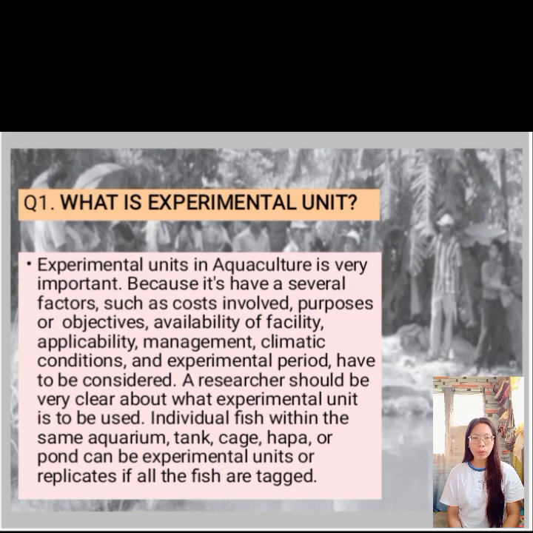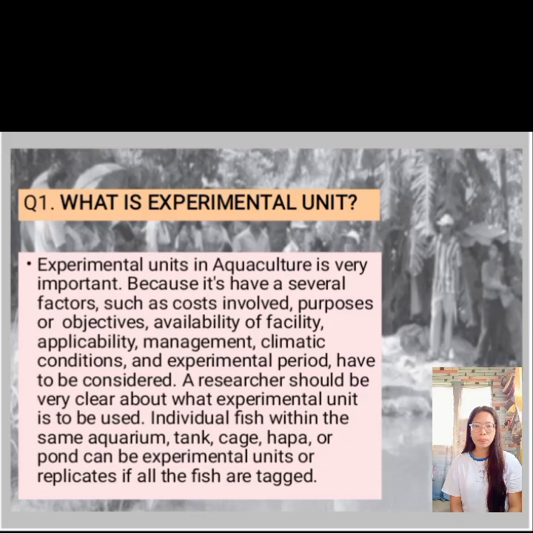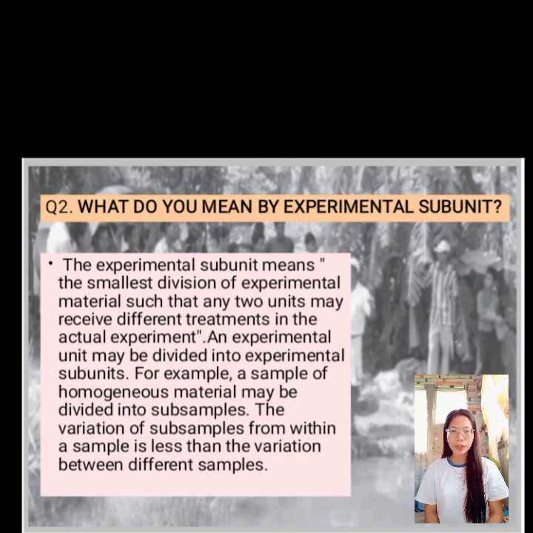Experimental units in aquaculture is very important dahil mayroon itong ilang kadahilanan such as cost involved, purposes or object, availability of facility, applicability, management, climatic condition, and experimental periods have to be considered, so our researcher should be very clear about what experimental unit is to be used. Individual fish within the same aquarium, tank, cage, hapa, or pond can be experimental units or replicates if all the fish are tagged.